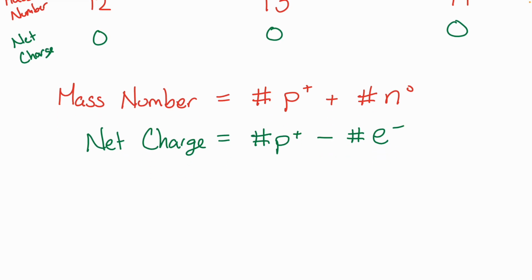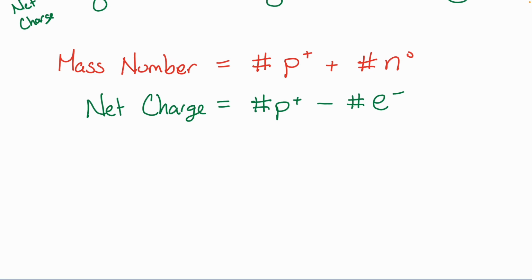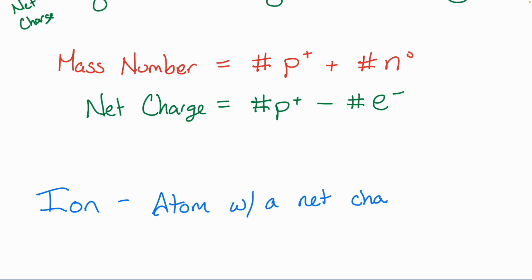Okay, one more vocab before we move on. If it does have a net charge associated with it, we don't call it an atom, we call it an ion. An ion is an atom with a net charge. Simply meaning that there's an imbalance between the number of protons and the number of electrons.